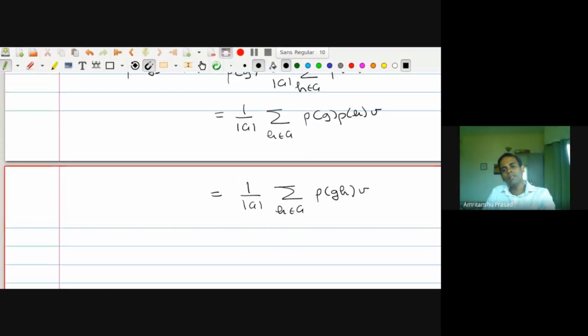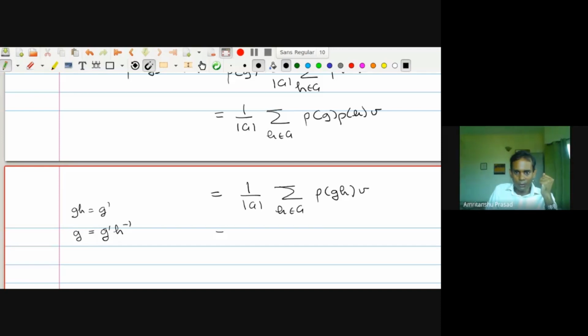And now I will use a property of groups: if you take G times H as H runs over G, you will get every element of G exactly once. In the sense that if you write GH equals G prime, this has a unique solution for every G prime in G. So you can write H as G inverse times G prime.